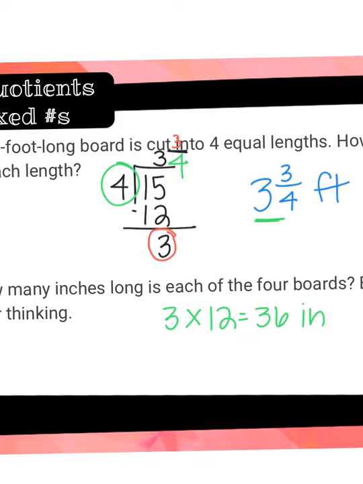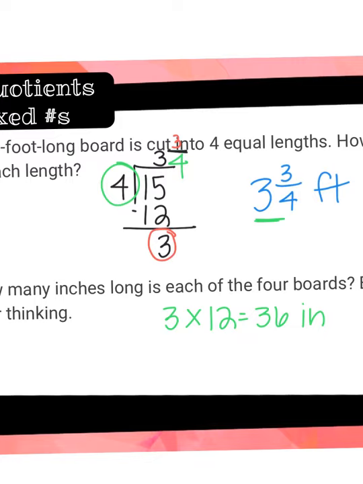Bryce, can you explain your thinking? So I did 3 times 12, and then I divided 12 by 3, which got 4, and then I added them together, and I got 40 inches. You got 40 inches. Okay, so where did you get the 4 to add to the 36? From dividing 12 by 3 and the 3/4.